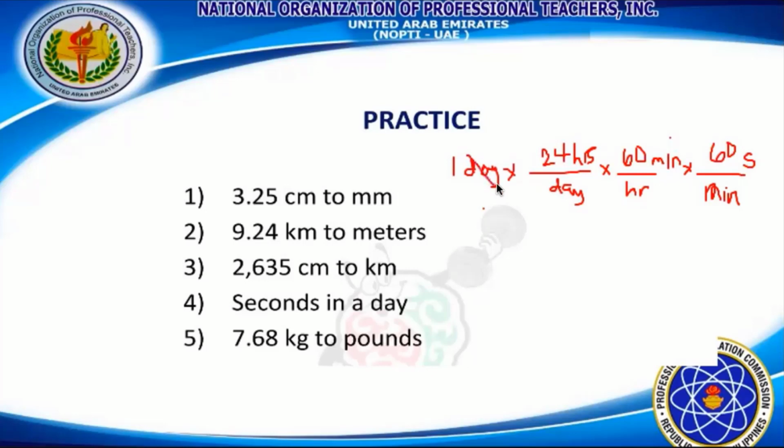So, cancel day and day, hours and hours, minutes and minutes. So 1 times 24 times 60 times 60, the answer is 86,400 seconds. There are 86,400 seconds in 1 day. Sir Danilo is correct. Okay? That is what we call dimensional analysis.